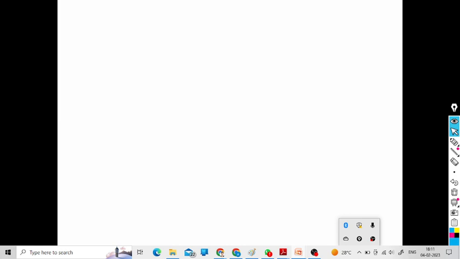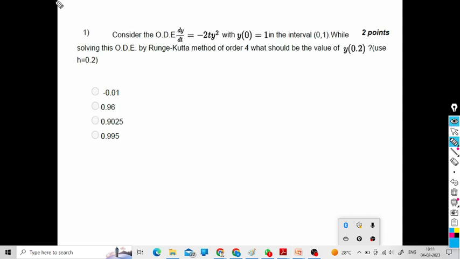If you have been given an ordinary differential equation, your question is: dy by dt is equal to minus 2ty square, with y of 0 equal to 1, in the interval 0 comma 1. While solving this ODE by Runge-Kutta method of order 4, what should be the value of y at 0.2?